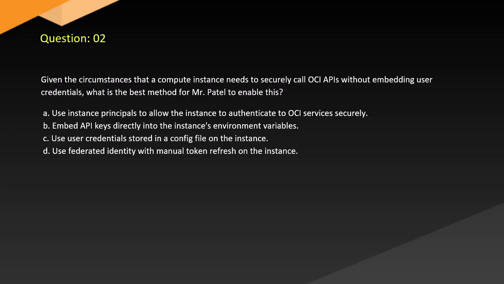Question 2. Given the circumstances that a compute instance needs to securely call OCI APIs without embedding user credentials, what is the best method for Ista Patel to enable this? A. Use instance principals to allow the instance to authenticate to OCI services securely. B. Embed API keys directly into the instance's environment variables. C. Use user credentials stored in a config file on the instance. D. Use federated identity with manual token refresh on the instance.